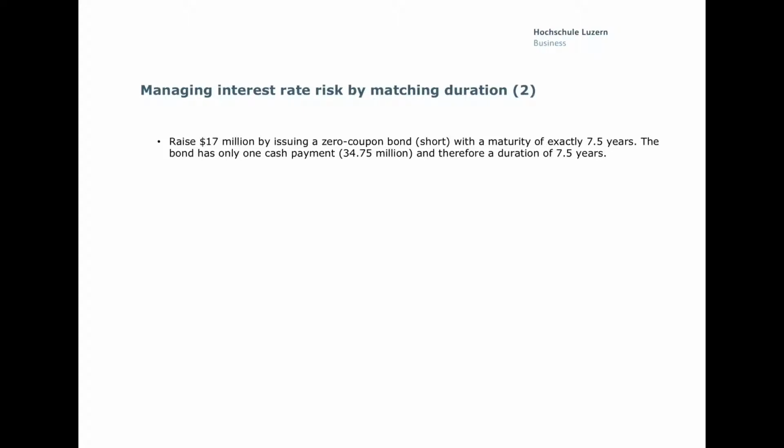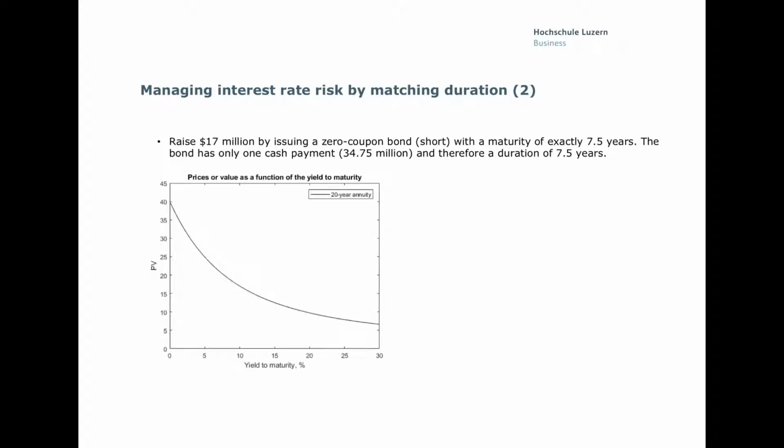Suppose now that the CFO of Potterton finds it convenient to raise $17 million by issuing a zero-coupon bond with a maturity of 7.5 years. Note that the bond has only one cash payment and therefore a duration of 7.5 years. The question that you might ask now is whether Potterton is really hedged against interest rate risk.